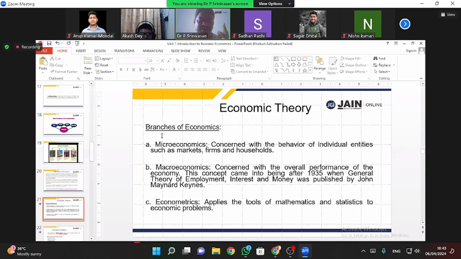In some places they merge micro and macro together, while in some business schools they are taught separately. Both are equally important, two important branches, micro and macro. You know the definition, right? Sir, I have a doubt. Can I ask? Yes. Can we say that macroeconomics is the aggregate of microeconomics?